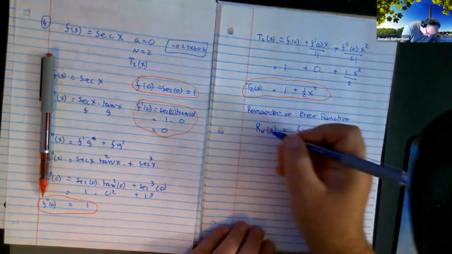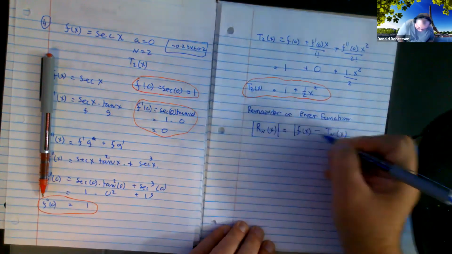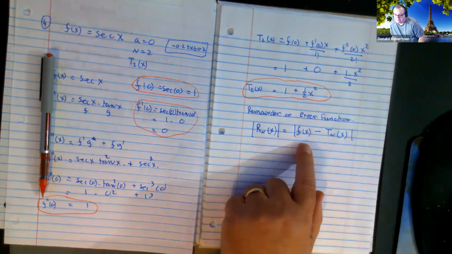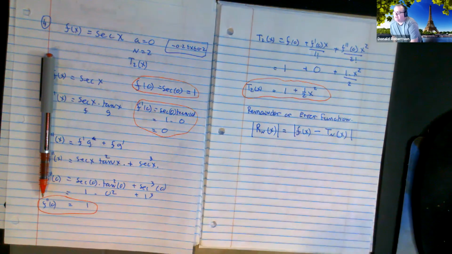But they stick absolute values around it because we don't really care if it's 0.1 too big or 0.1 too small, right? We don't need to worry about plus and minuses. So this guy here is the remainder function.